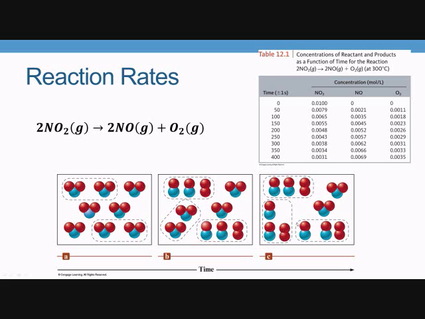gas, the pictures at the bottom are a representation over time in a sample of what it would look like, and then you're given some data. At time equals 0, those are called initial conditions. So when it's initially, right when it starts, what do you have? Initially we only have reactant, NO2, but no nitrogen monoxide and no oxygen gas, which is shown in picture A. But as time progresses, the concentration of the reactant goes down while the concentration of the products goes up.